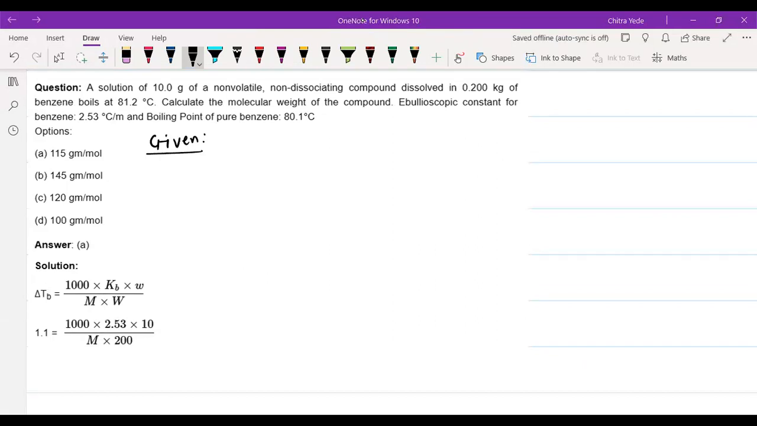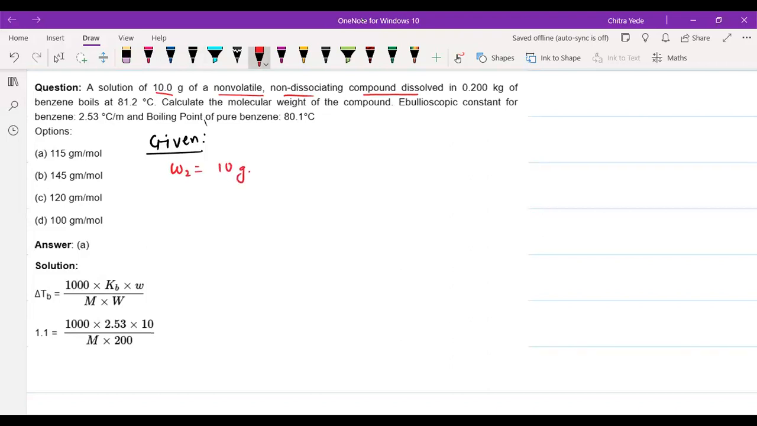Okay. So first we have to write the given part. So what is given here? A solution of 10 gram of the non-volatile, non-dissociating compound. That means it is the solute. And the solute is W2. The mass is given, it is 10 gram.